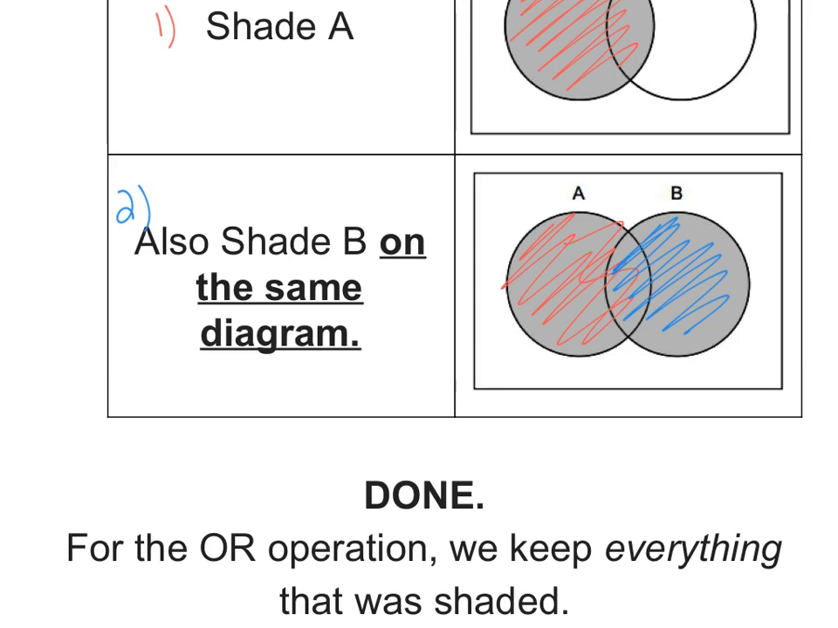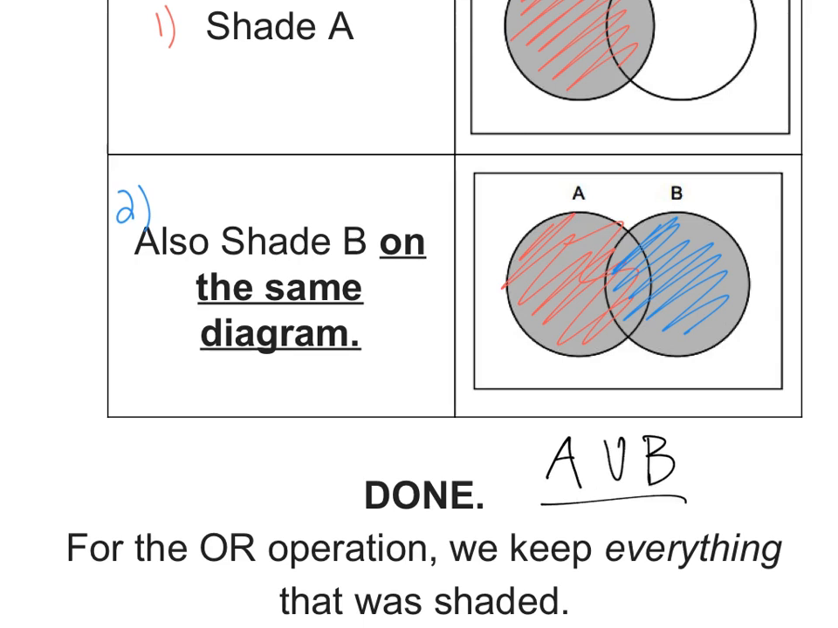You'll note that some of this stuff was shaded twice. That doesn't matter. When we're dealing with A or B, we just want to shade everything in set A and also shade everything in set B. So that is A or B.